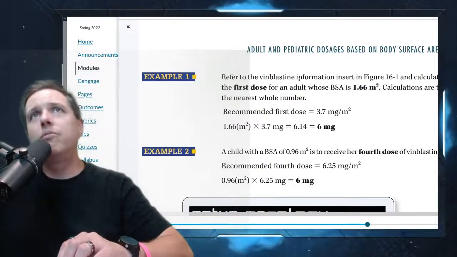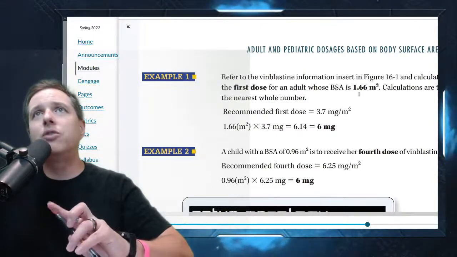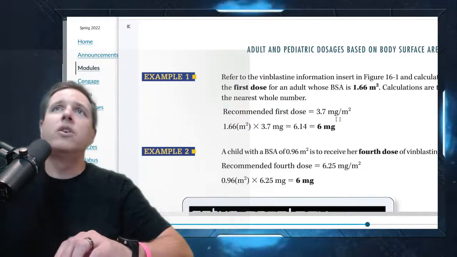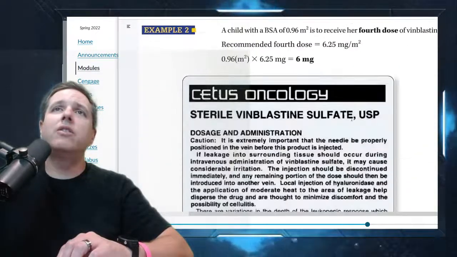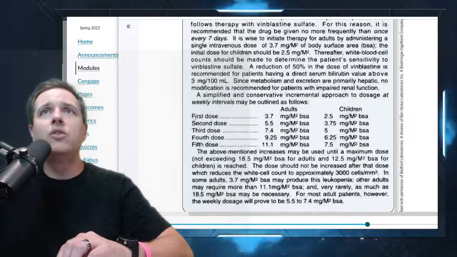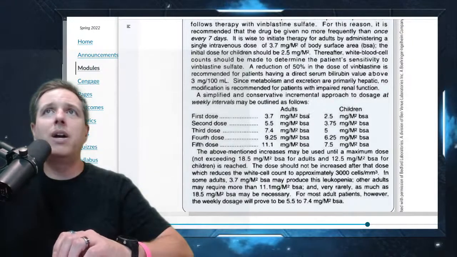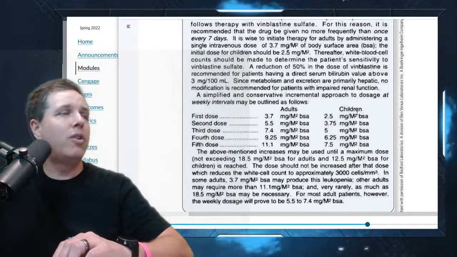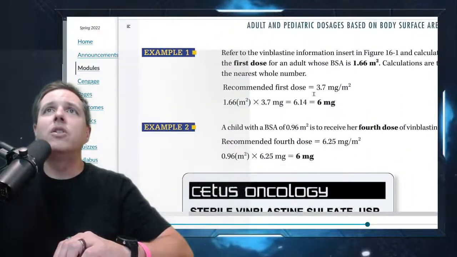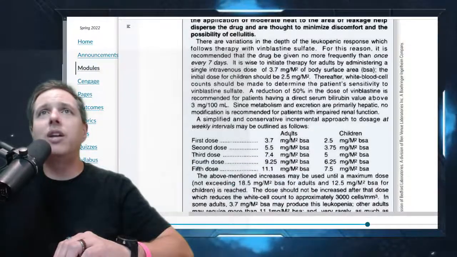So refer to the vinblastine information insert below and calculate the first dosage of an adult whose body surface area is 1.66 meters squared. Calculations are to the nearest whole number. So let's look down here. We want to look for what we've been given. The first dose, it says, should be 3.7 milligrams per meter squared of body surface area for adults and 2.5 for children. So for the first dose, you can see where they got the recommended dose, 3.7 milligrams per meter squared. We just picked that up from right here.